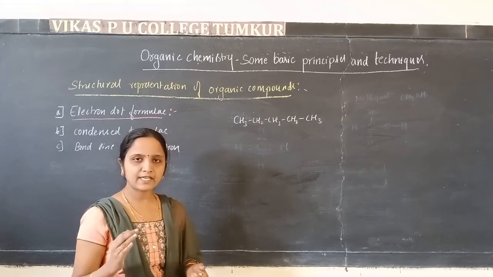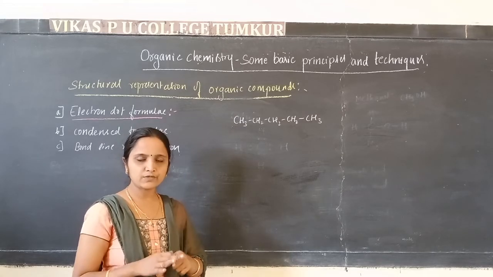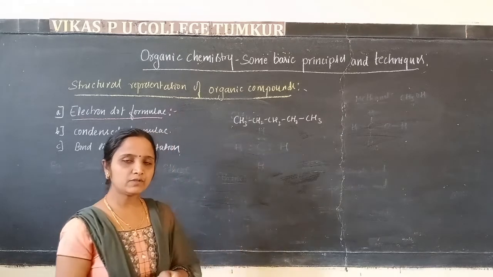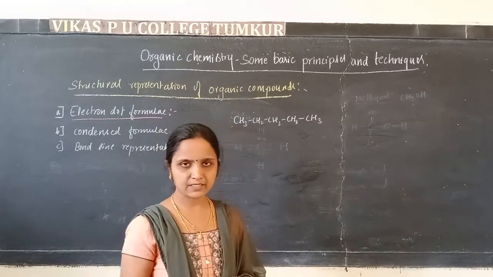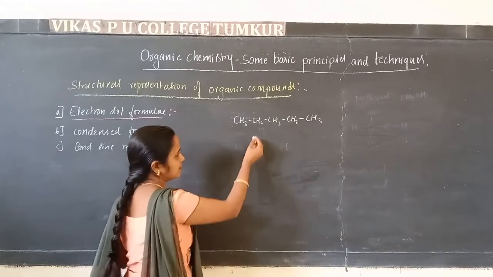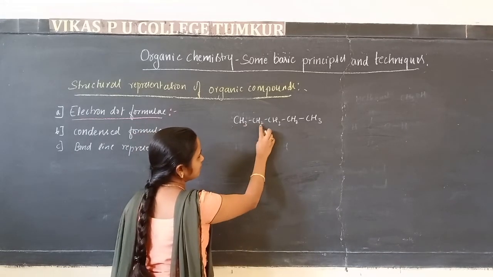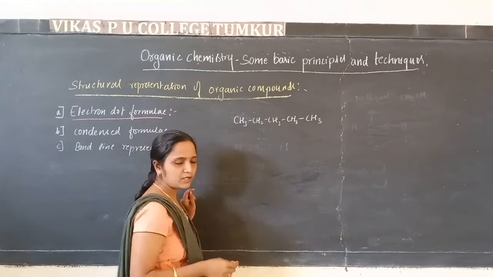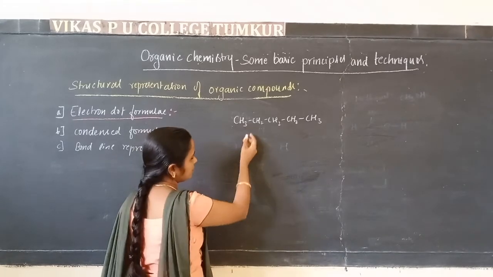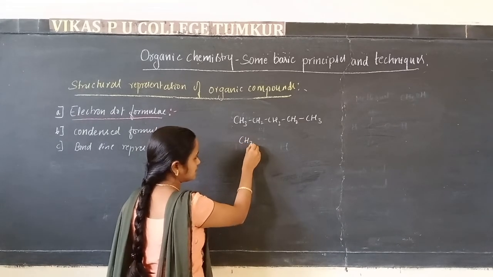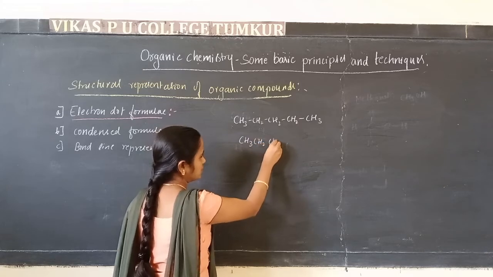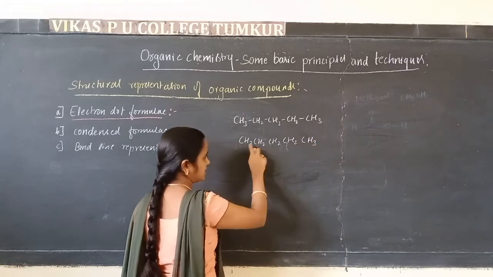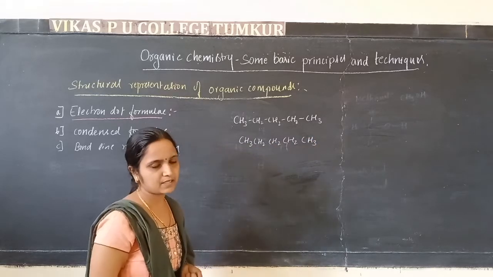In the condensed formula, we do not represent the bonds. We write one carbon after another. What is the name of this compound? 1, 2, 3, 4, 5, it has 5 carbons, so it is pentane. We represent it as CH3, CH2, CH2, CH2, CH3. We do not represent bonds between the carbon atoms.